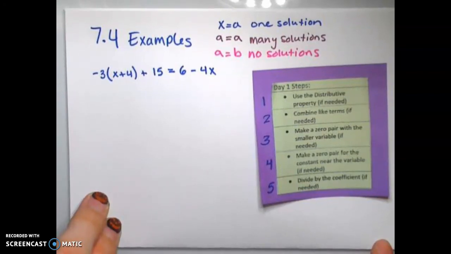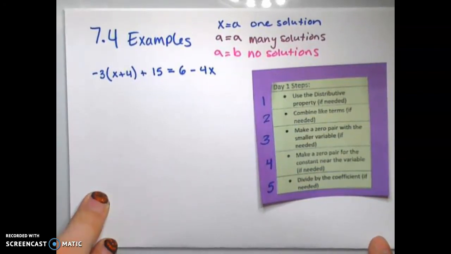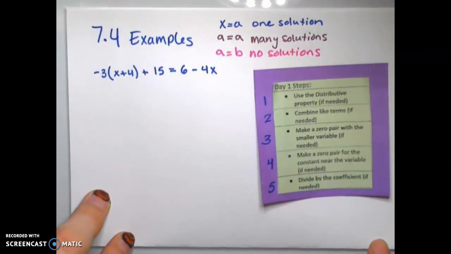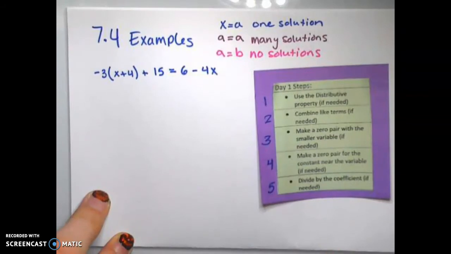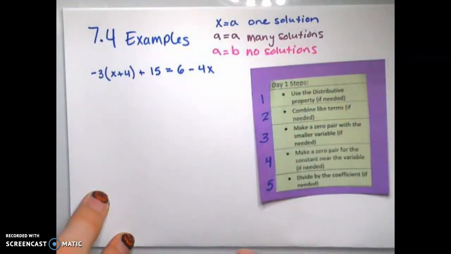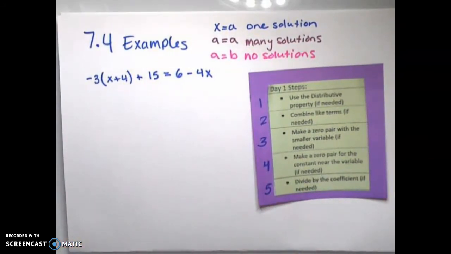Okay, ladies and gents, these are some examples of 7.4. 7.4 is pretty much the same exact thing as 7.3. The steps are all the same. We're just going to pay a little more extra attention to the answers that we get. So up till now, we've been getting only one answer. We've been getting x equals or y equals or k equals some number.